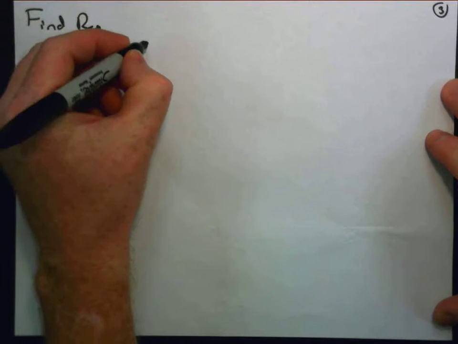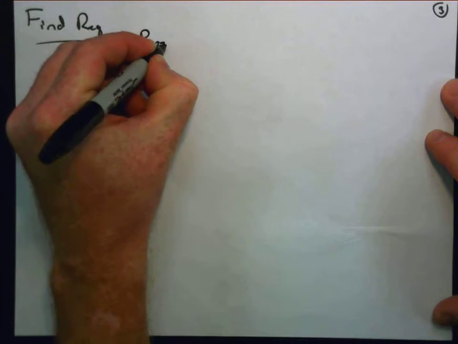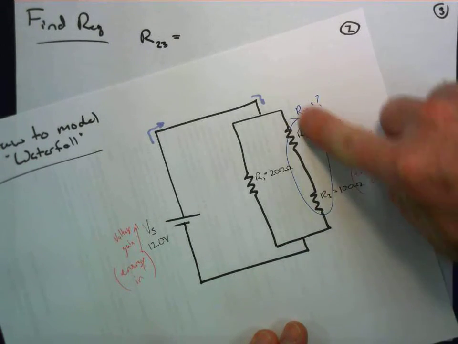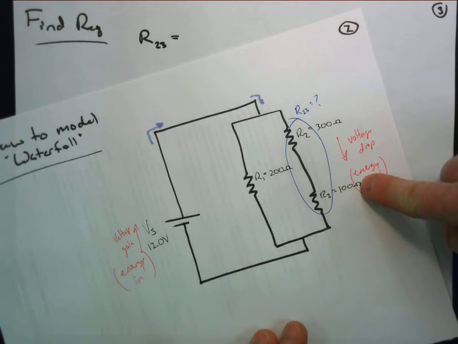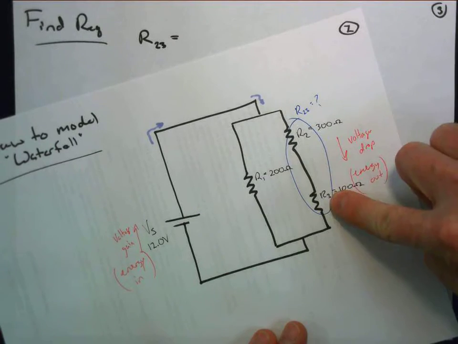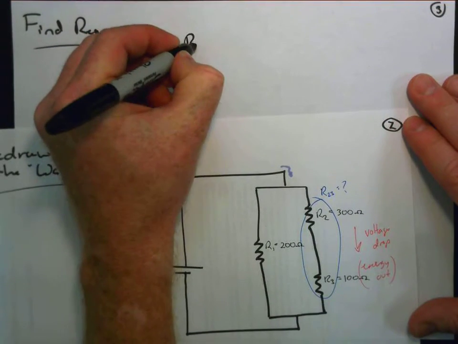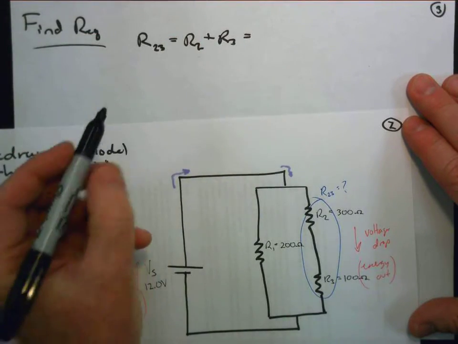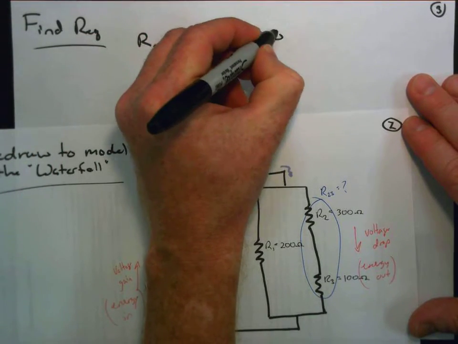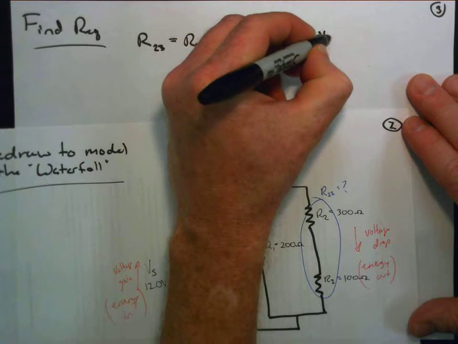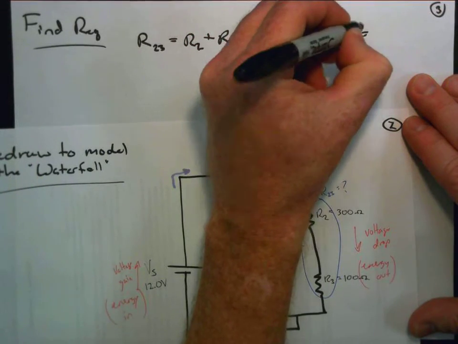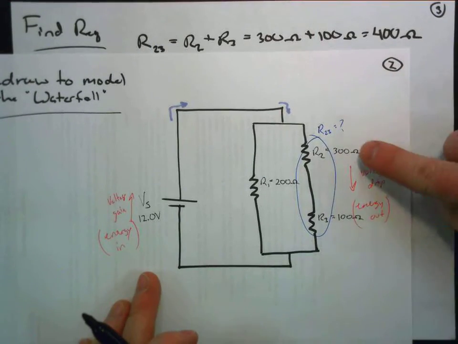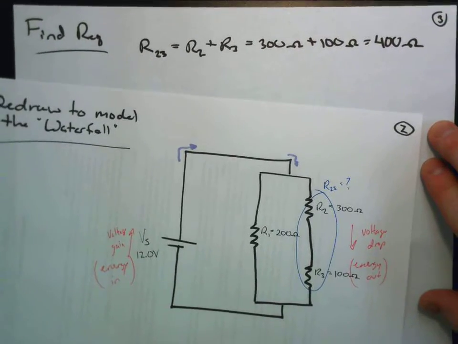So now I'm going to find R2,3. And so the rule about series resistors is you simply add the resistances together. So I have R2 plus R3. And that is going to be 300 plus 100. And that's 400 ohms. Easy right there. Okay, so 300 plus 100, 400 ohms.